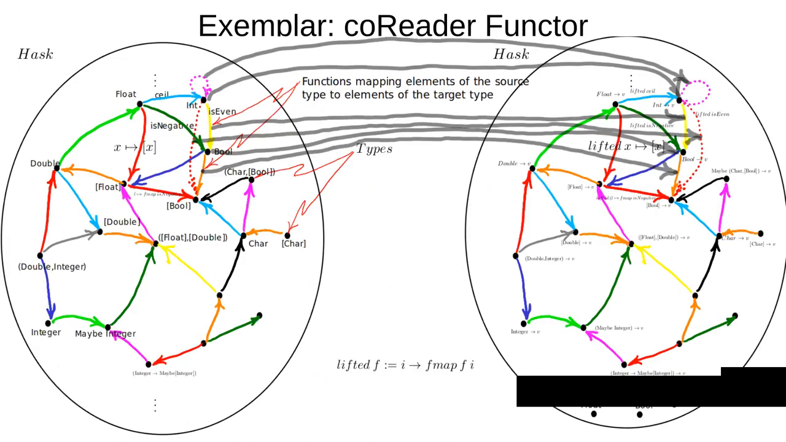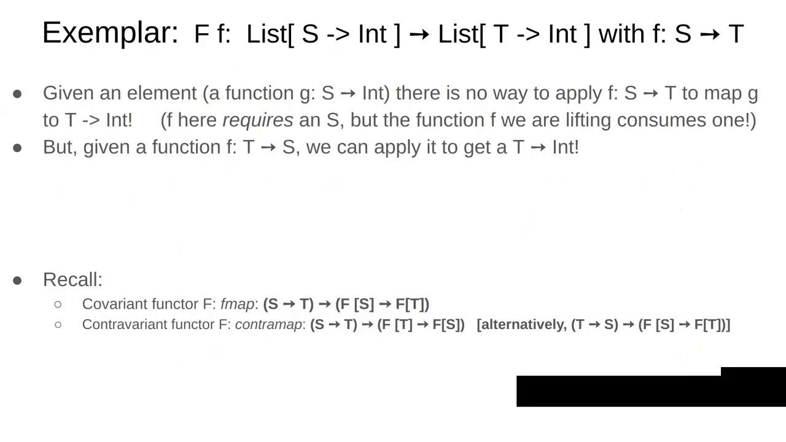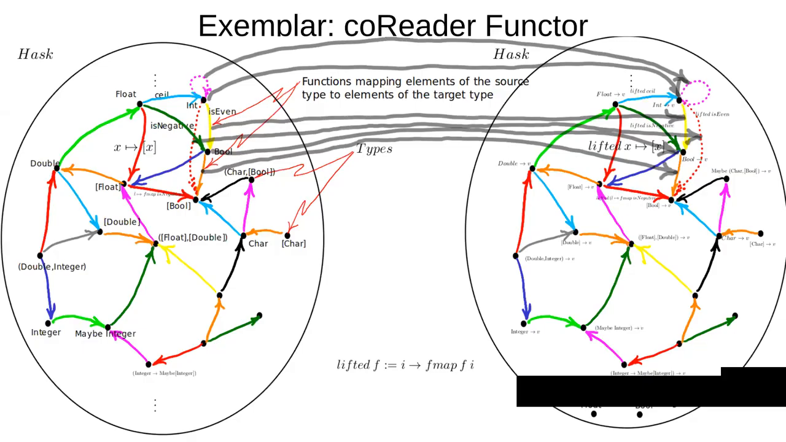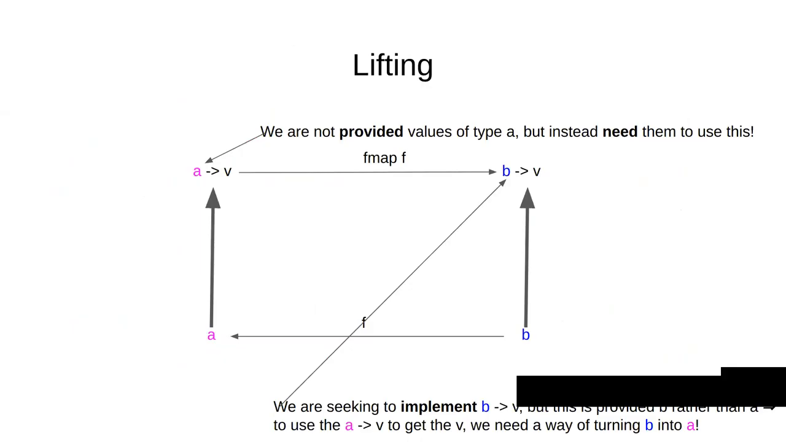Okay, so we end up seeing this in many cases. And we just saw it here. I'm going to show it diagrammatically. So here we want to map an FA to an FB. So FA is A arrow V. It's the type of functions that take an A and give back a V. And we want to turn it into the type of functions that take a B and return back a V.